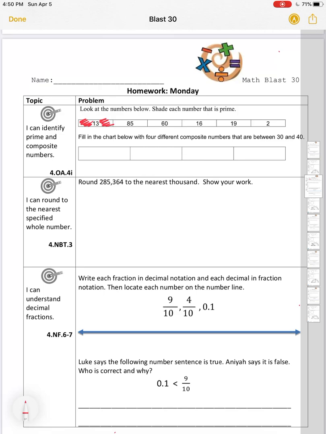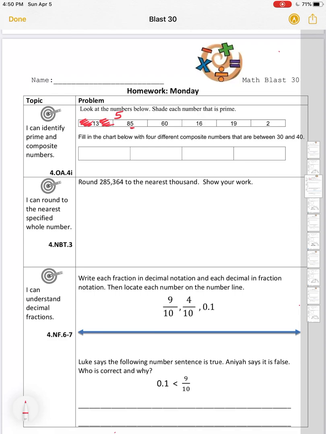85. 1 times 85 gives me 85. But a divisibility rule for numbers that end in 5 tells me that 5 is another factor of 85. And all I have to do is determine at least one more factor other than 1 and the number itself, and I have now proven that number to be composite.